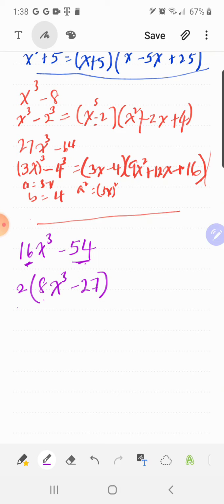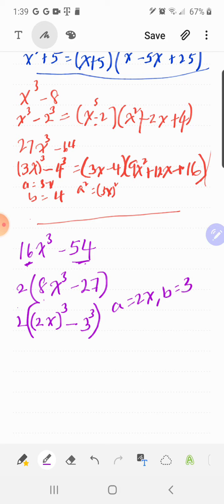8 is a cube of 2, and we have x cubed. Put them together and they both have 3 as the exponent. Minus 27 is a cube of 3. This is straightforward. Do not forget the 2 outside. So here a is 2x and b is 3. If we expand this, it becomes a minus b, which is 2x minus 3, times a squared. When we square the a, it is 2x together squared, which means it is 4x squared.